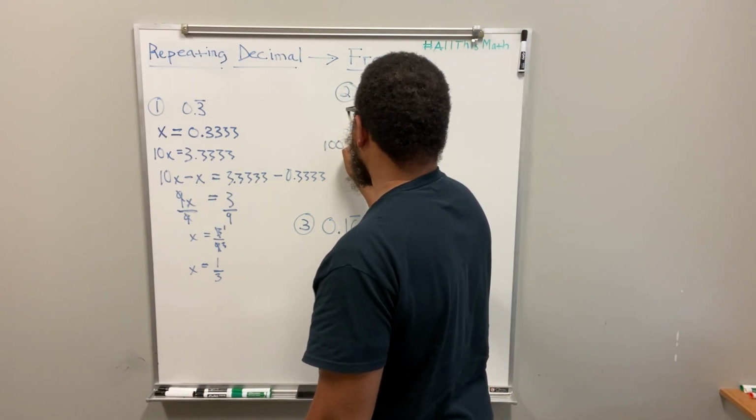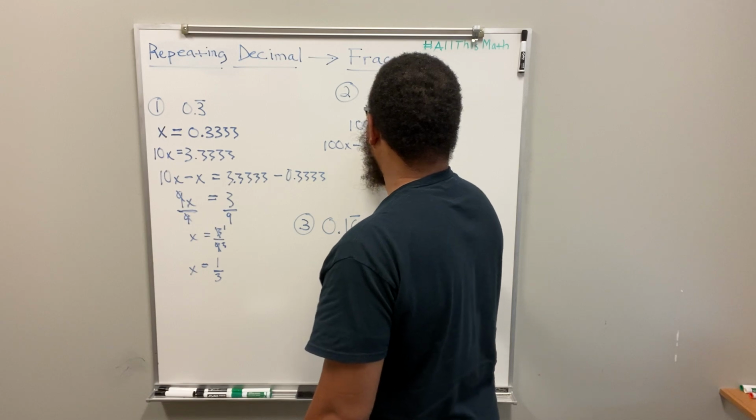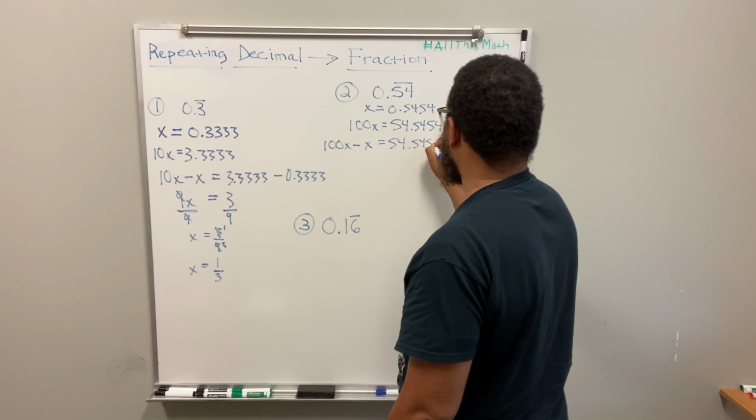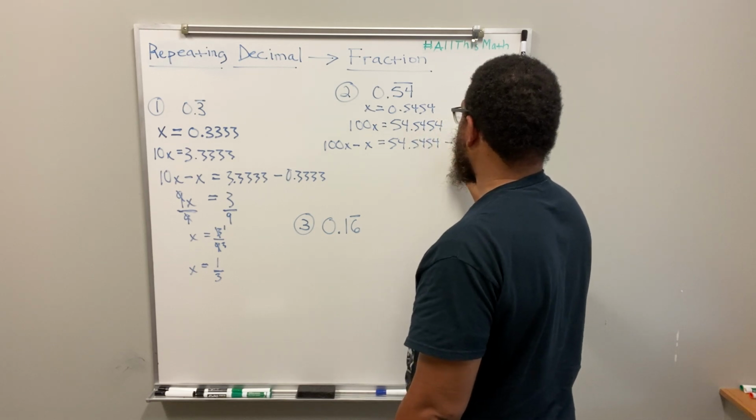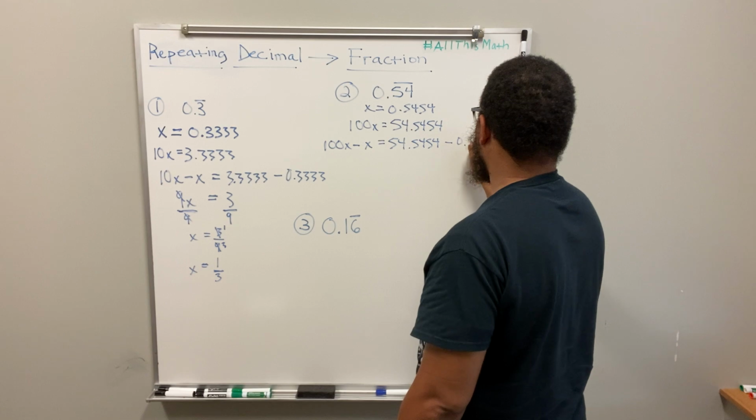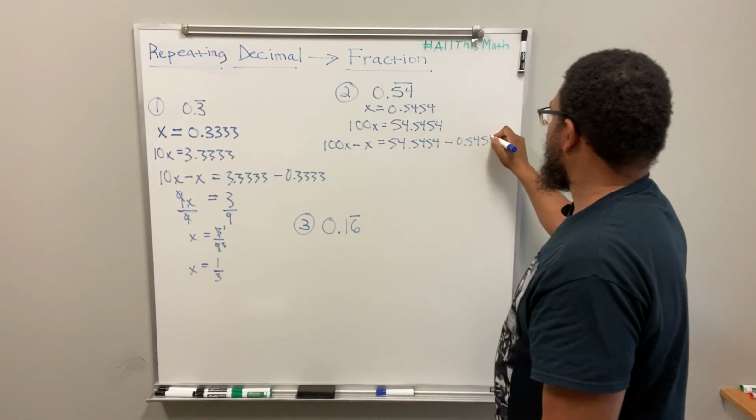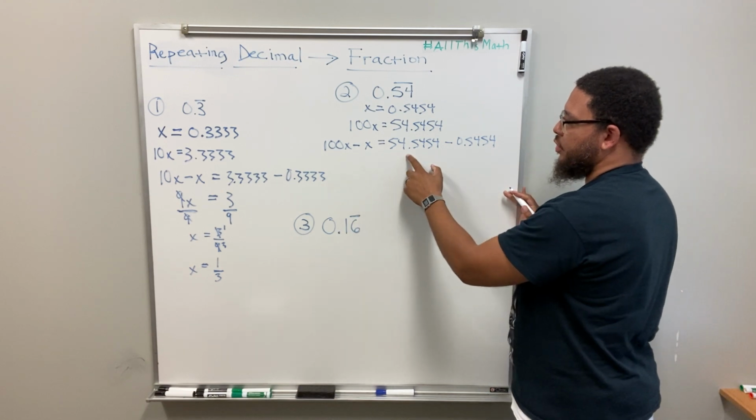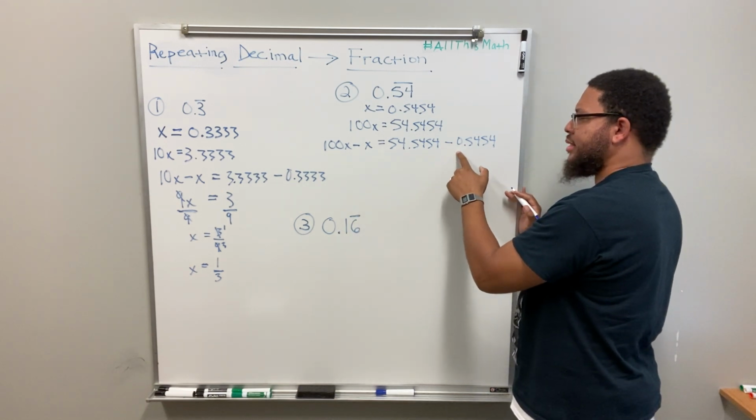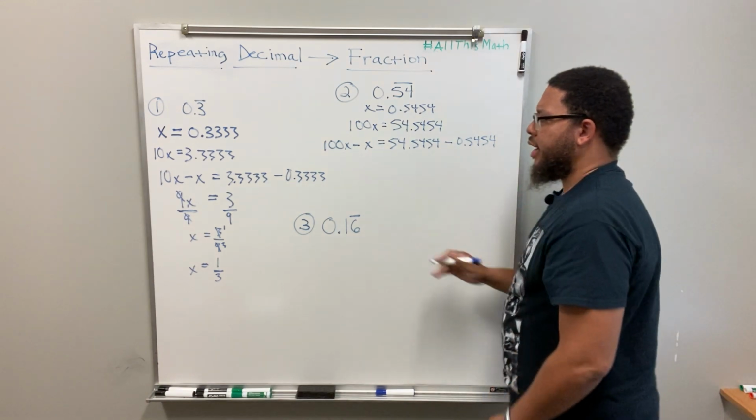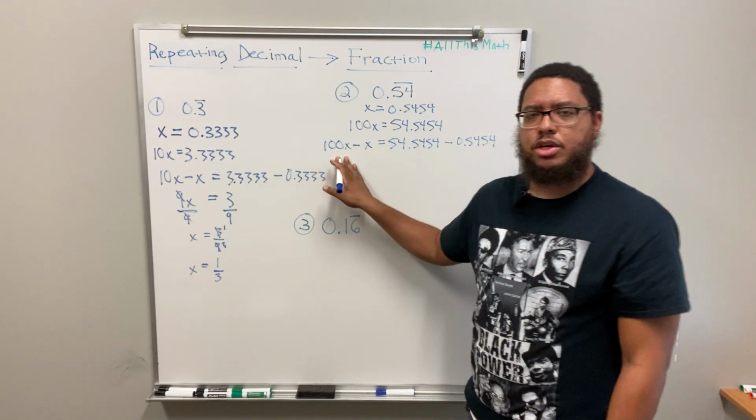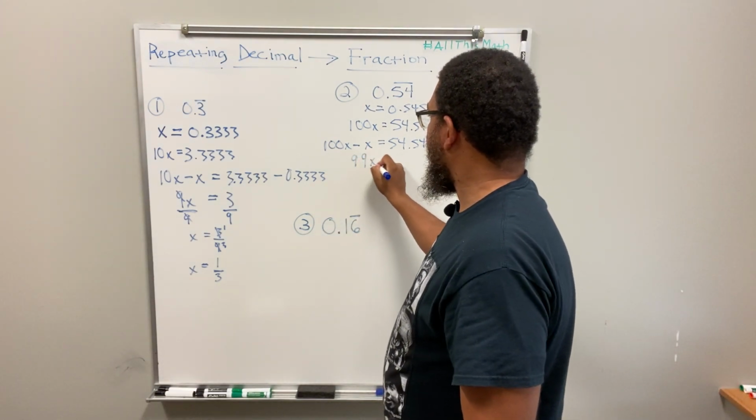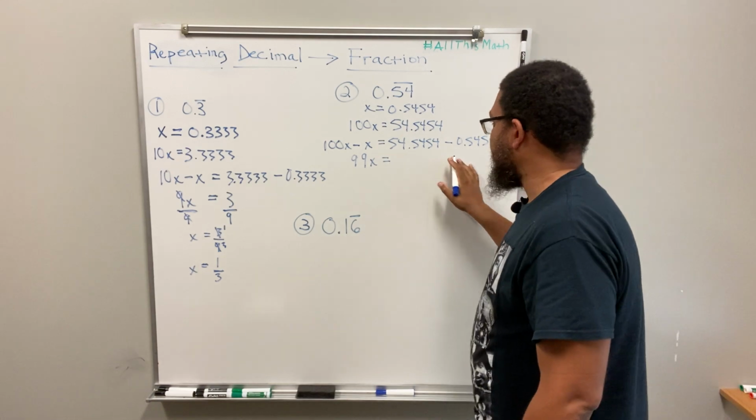The equation is going to look like 100x minus x is equal to 54.5454 minus 0.5454. See what we got right here? 100x minus x equals 54.5454 minus 0.5454. All right. So on the left-hand side, what's 100x take away x? That's going to give me 99x. So I got 99x.